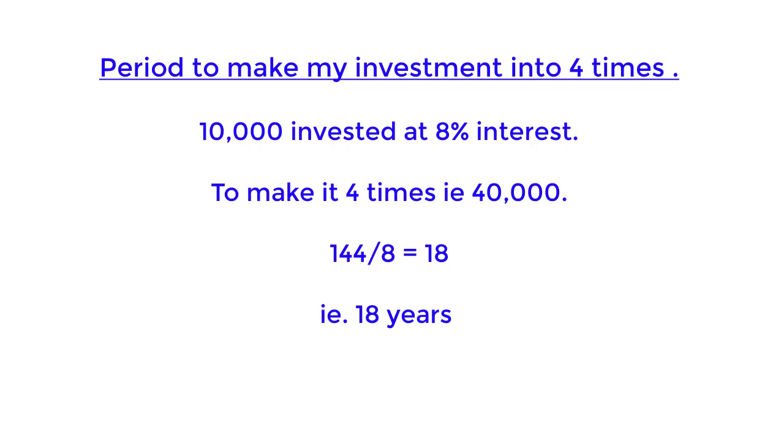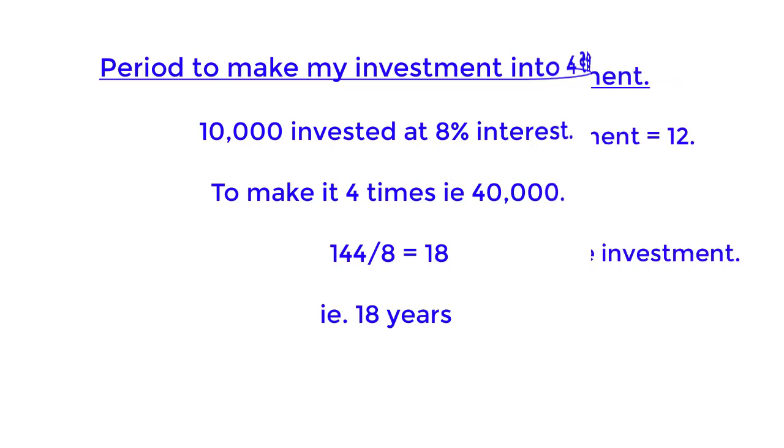Now we will see the other way, that is, I want to know how many years it will take to make my investment double or triple or 4 times. For that purpose, these rules: making it double, rule of 72; making it triple, rule of 114; making it 4 times, rule of 144. I am applying all these rules.